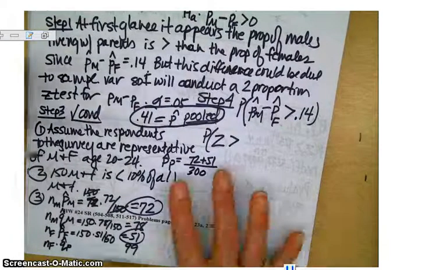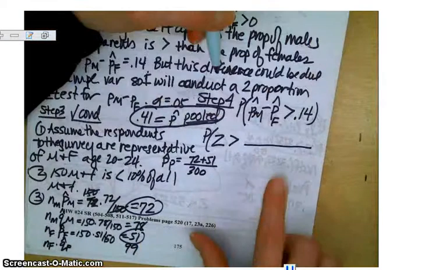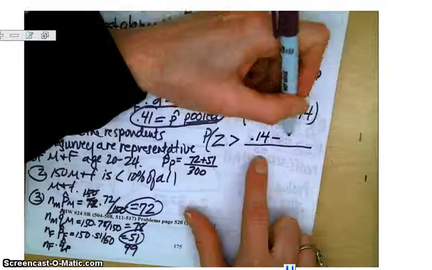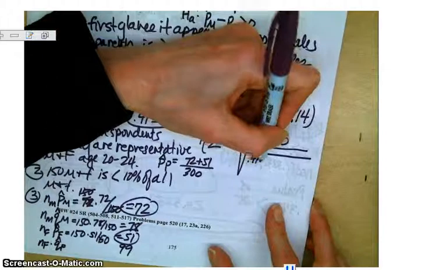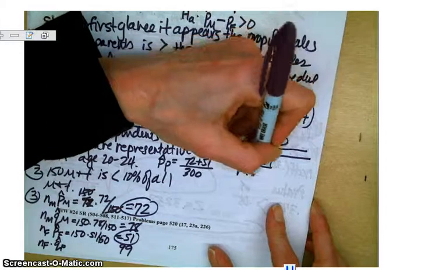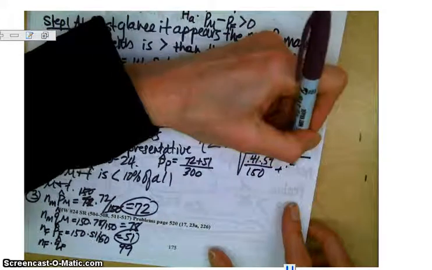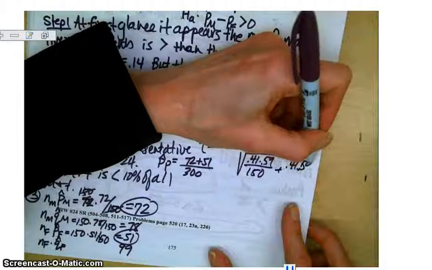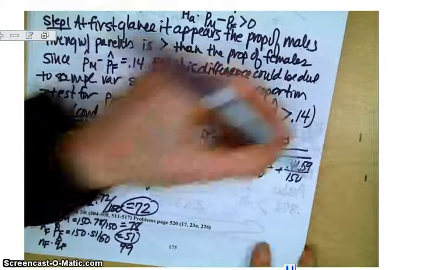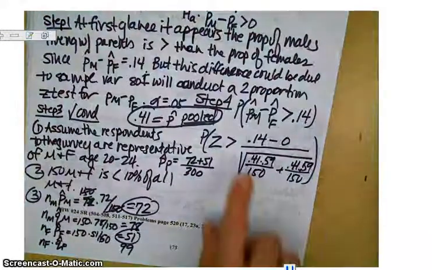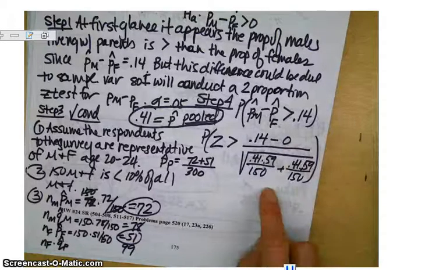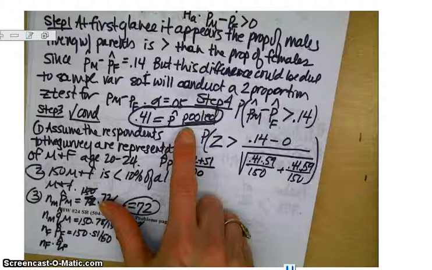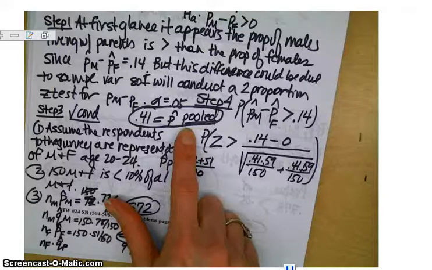So if you were going to fill in the formula, you would write 0.14 minus 0 over the square root of 0.41 times 0.59 over 150 plus 0.41 times 0.59 over 150. And from here, I'm just going to let my calculator do it. I'm not going to use NCDF, but I do need to write this down. So you do need to know how to calculate the P hat pooled. Now, you actually don't even have to know how to calculate it.